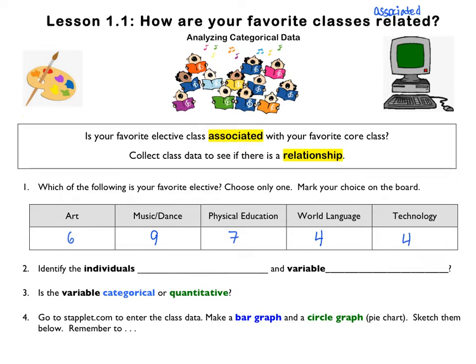4 who have technology. Now, let's identify the individuals that we are describing. And you may have thought, well, we're describing students and their preferences, and that is exactly right.